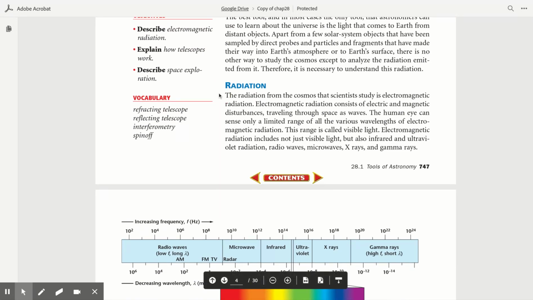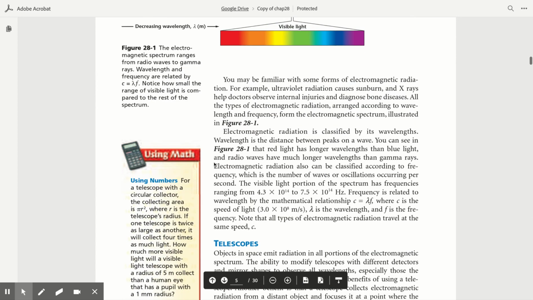Radiation. The radiation from the cosmos that scientists study is electromagnetic radiation. Electromagnetic radiation consists of electric and magnetic disturbances traveling through space as waves. The human eye can sense only a limited range of all the various wavelengths of electromagnetic radiation. This range is called visible light. Electromagnetic radiation includes not just visible light, but also infrared and ultraviolet radiation, radio waves, microwaves, X-rays, and gamma rays.